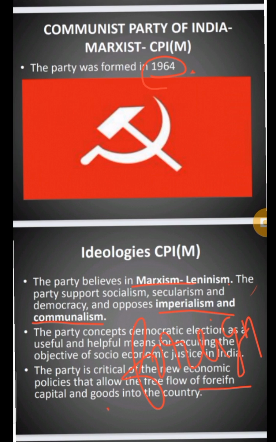And also this party is supported by the workers, the intelligentsia, so you can say poor people, poor peasantry, the farmers, etc. So they support this party. And this party in 2014 elections had won with 3% of votes and 9 seats in Lok Sabha. So it is a national party.